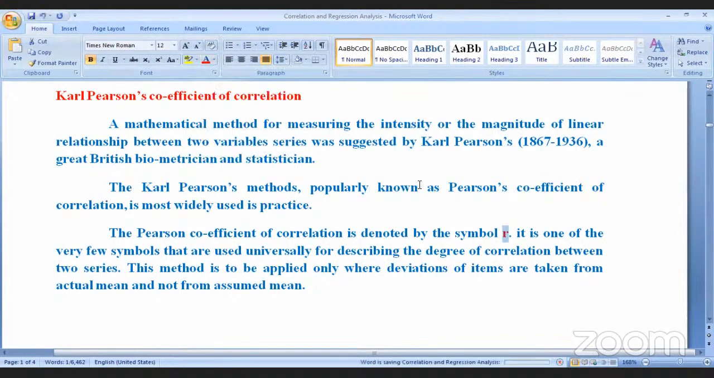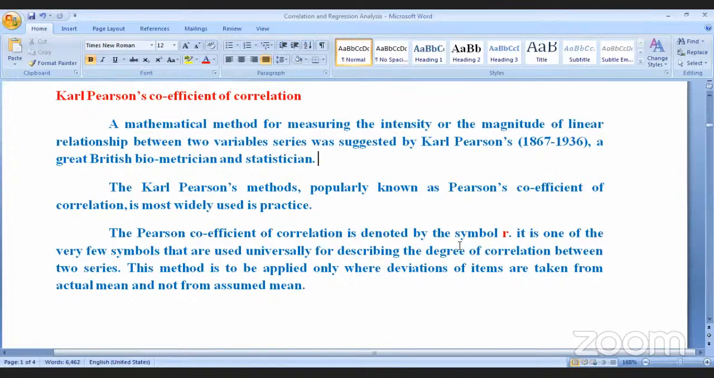It is one of the very few symbols that are used universally. So you go for any formula or any principles, r is the symbol, it is related to Karl Pearson's coefficient of correlation only. Very few symbols are universally accepted for describing the degree of relationship between two variables.